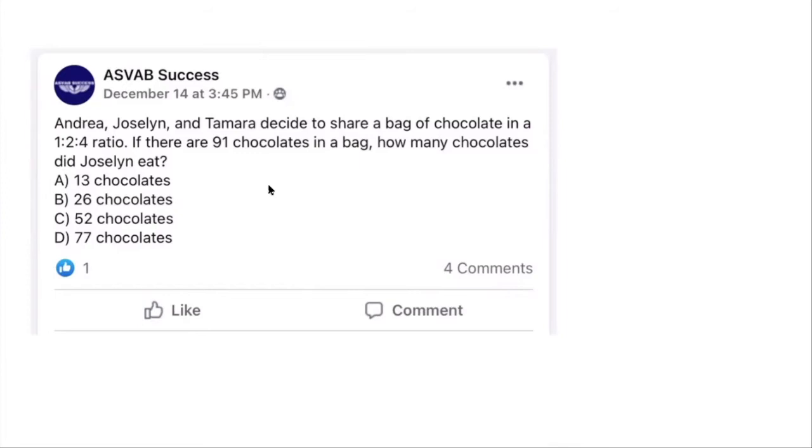Anyway, let's get started. It says Andrea, Jocelyn, and Tamara decide to share a bag of chocolate in a 1:2:4 ratio. If there are 91 chocolates in a bag, how many chocolates did Jocelyn eat? So with this ratio, remember, we want to put this in a proportion, but we have to figure out what information goes into that proportion. So we're going to organize all the information for this ratio. So we have Andrea, Jocelyn, Tamara.